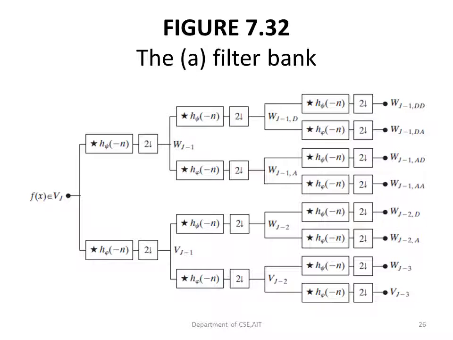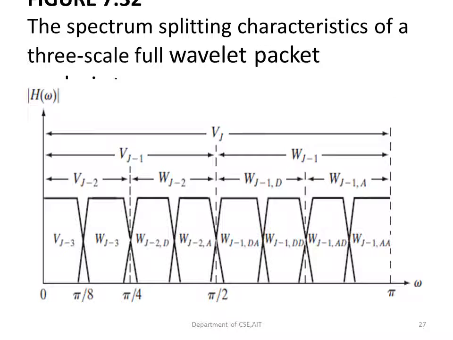This picture illustrates the filter bank. This picture illustrates the spectrum splitting characteristics of a 3-scale full wavelet packet analysis tree. So we can see here the function space V of j can be expressed as V of j minus 1. V of j minus 1 can be expressed as V of j minus 2. V of j minus 2 consists of V of j minus 3. So that is why this is called a 3-scale full wavelet packet analysis tree.